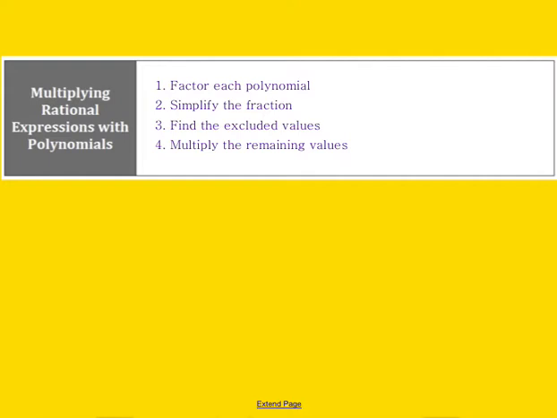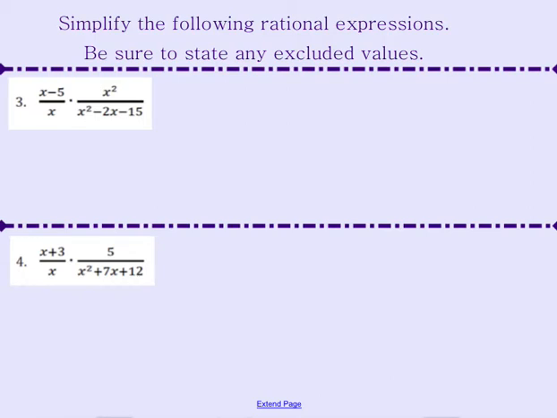Find the excluded values, and then multiply the remaining values back so we get a polynomial back. So you don't want to leave it in factored form. Okay, so let's go ahead and take a look at what that would look like. For the first one, I don't need to factor anything on the top.